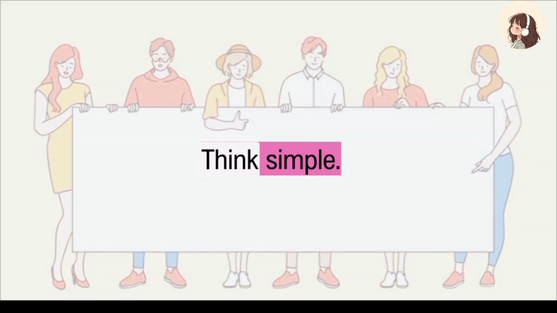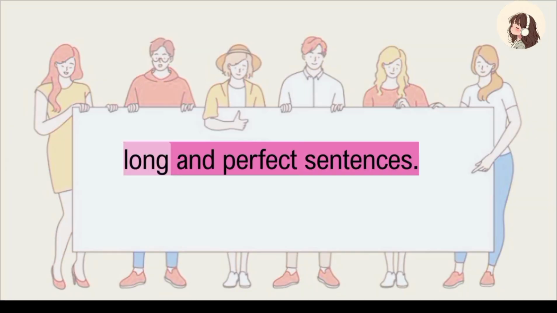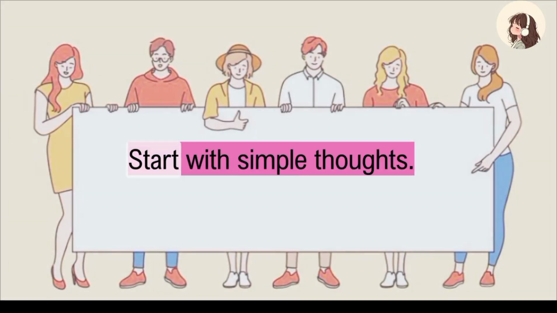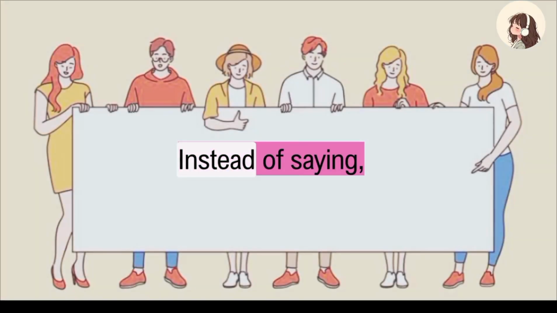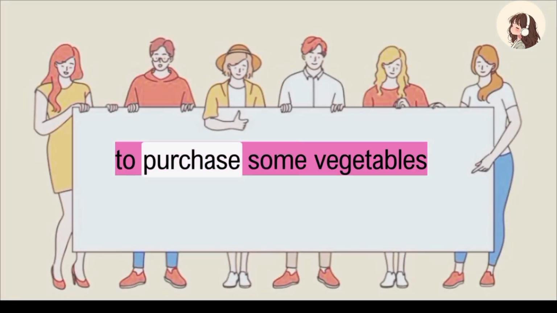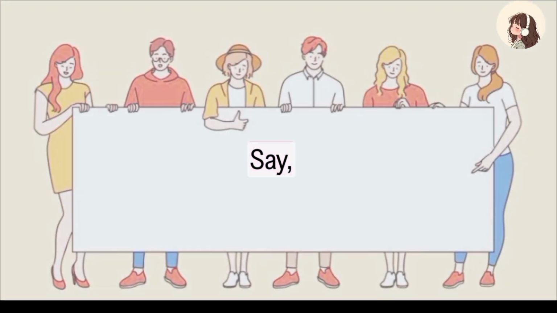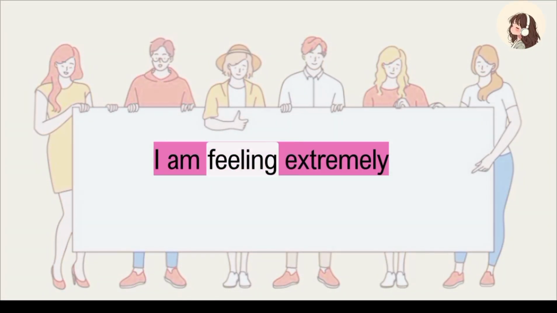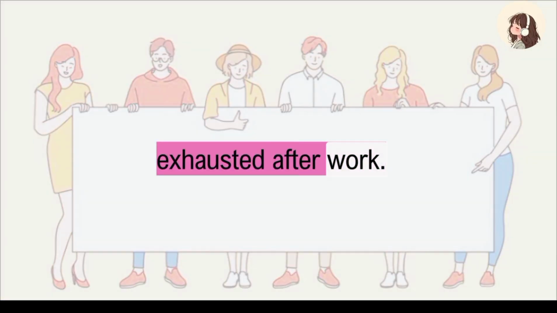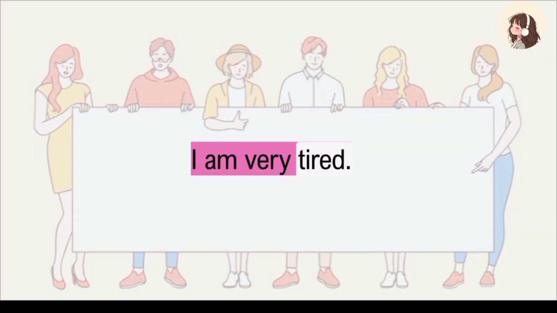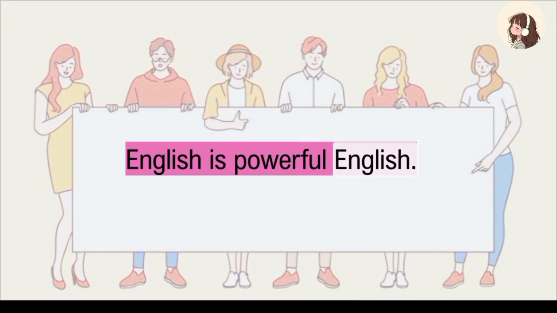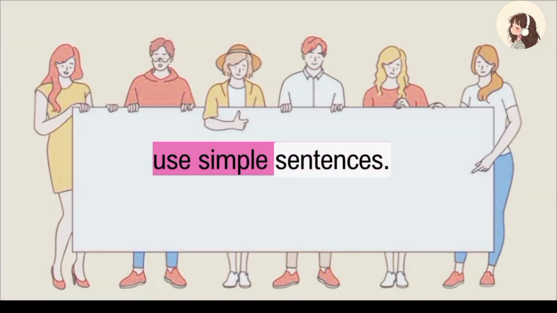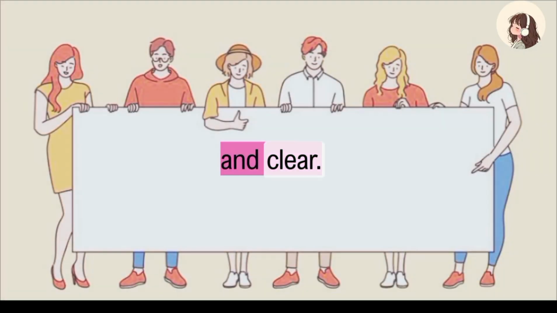Step 4. Think simple. Many learners try to create long imperfect sentences. Because of this, they get stuck. Start with simple thoughts. Instead of saying, I would like to purchase some vegetables from the market, say, I want to buy vegetables. Instead of saying, I am feeling extremely exhausted after work, say, I am very tired. Simple English is powerful English. Fluent speakers often use simple sentences. Keep your thoughts simple and clear.